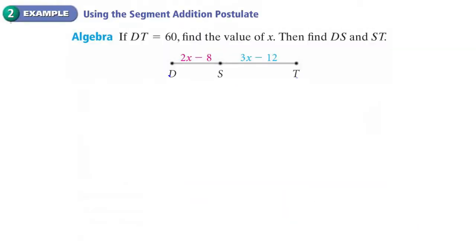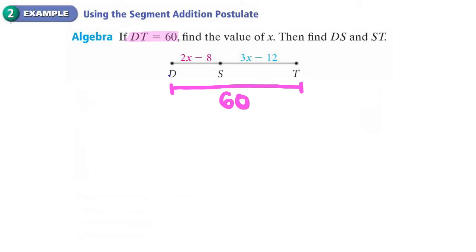In the next example, we begin applying algebra to solve for our missing length. The problem says if DT equals 60, find the value of x, then find DS and ST. When we are doing any problems in geometry, one of the most important things is to add in information as it's given. The question gives us that DT is equal to 60, so I need to label that DT has a length of 60.